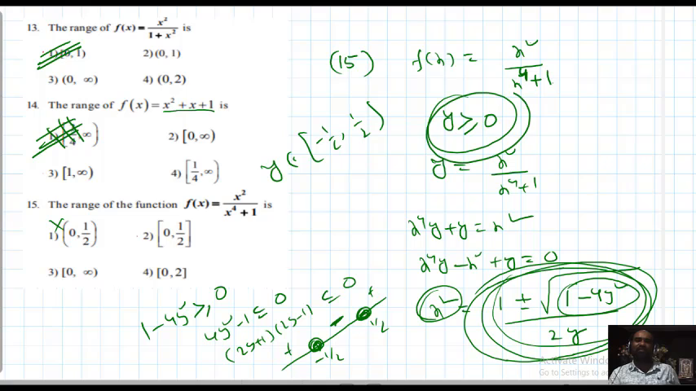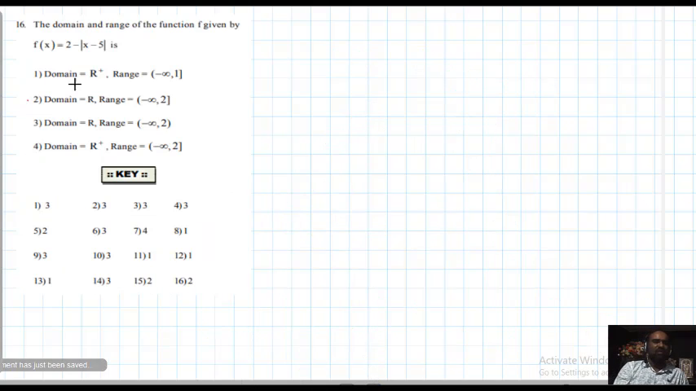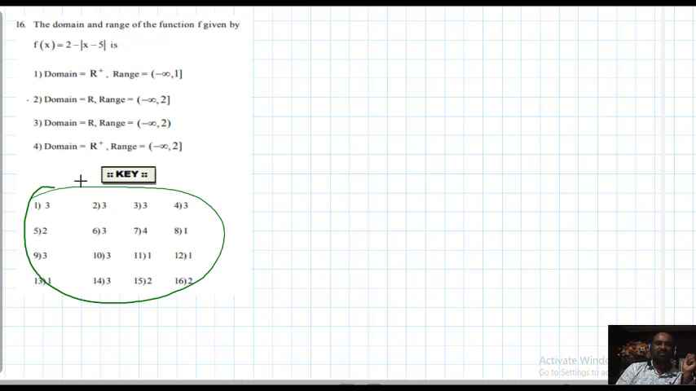But what is the meaning of this? y should be greater than or equal to 0. Final y is closed 0 to closed half. This is the range of the function. Closed 0 to closed half. This is the correct answer for the problem. Yeah, students, some answers are given here. These answers may be wrong, so cross check with all.